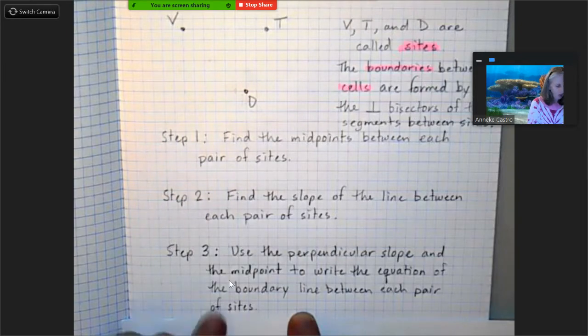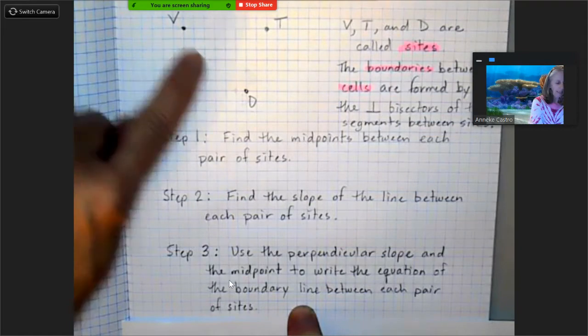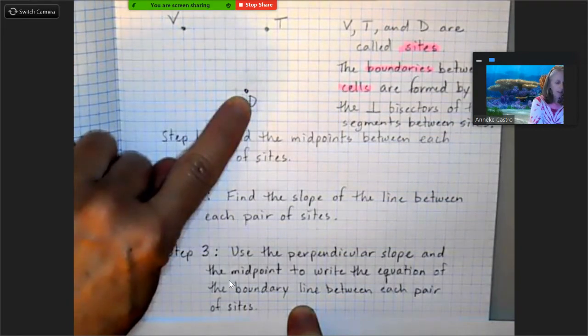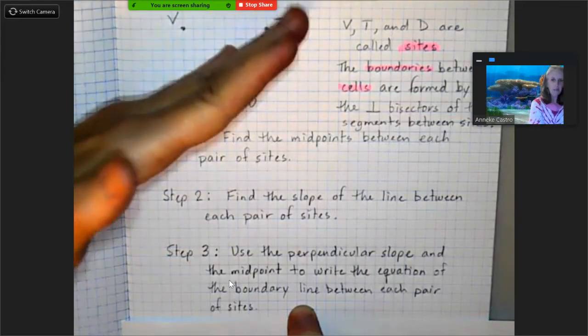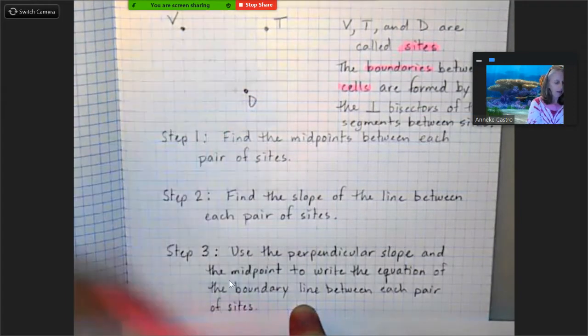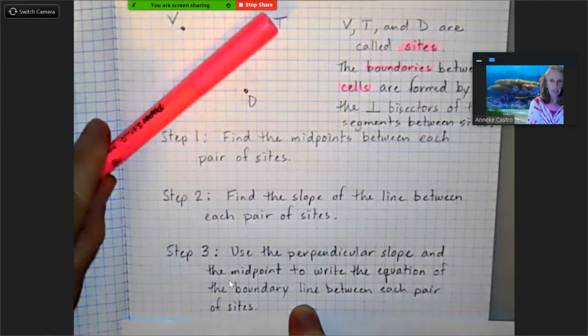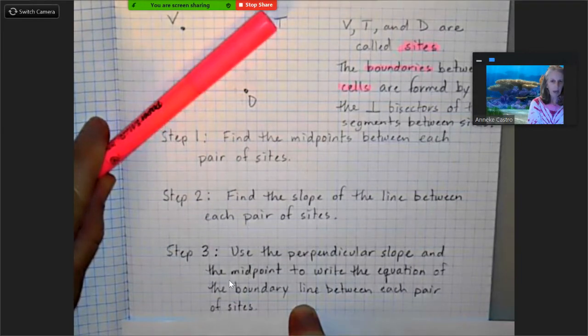Okay, so that's going to actually get us the boundary line. If we can find the slope from V to D, we're going to take the perpendicular slope, which is the negative reciprocal, and that's going to be the slope of the boundary line. The boundary line is going to be perpendicular, and it's going to go through the midpoint. So we can use that perpendicular slope and the midpoint to write the equation of the line, or draw the line on the grid.